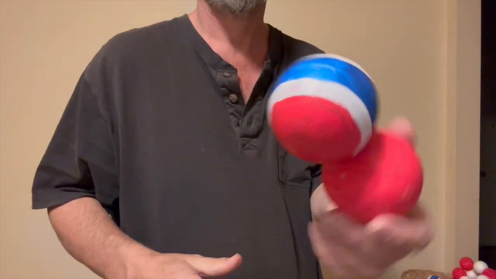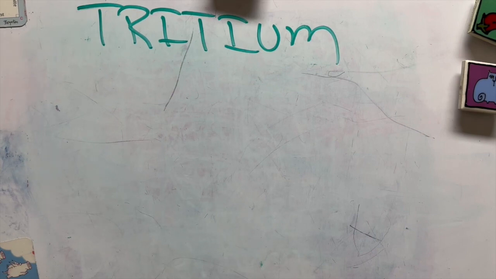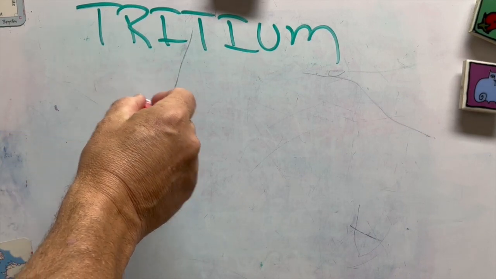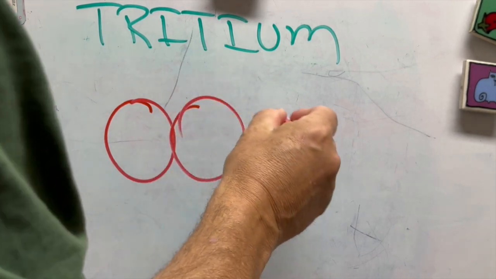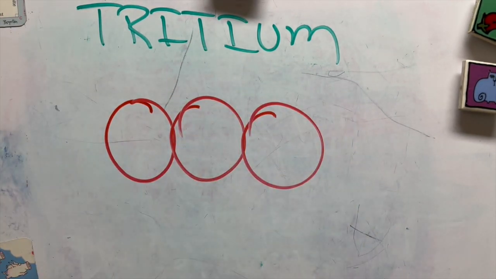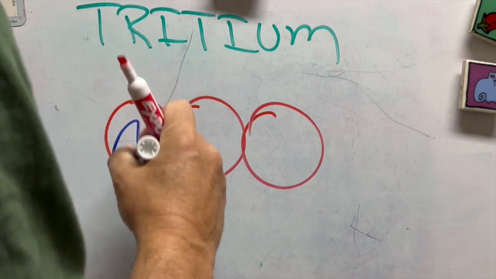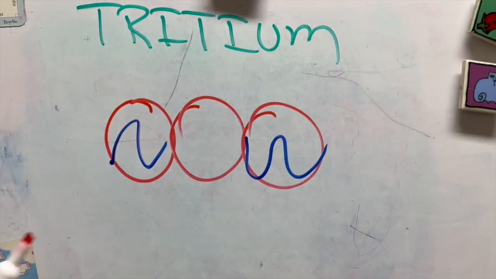There we go. That's what the model looks like in 3 dimensions. Tritium. Let's talk about tritium. So tritium is 2 neutrons put together with 1 proton in the center. So tritium is not stable. Tritium decays via an electron emission to helium-3.